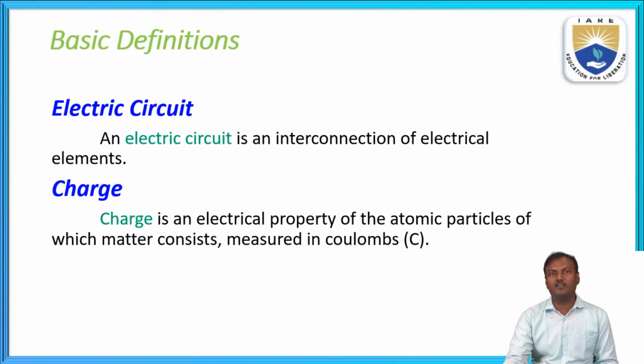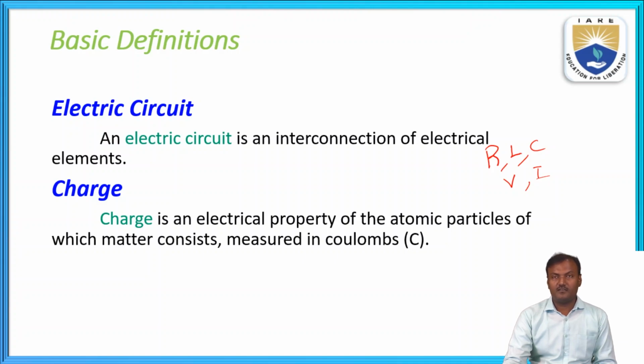So coming to the definitions of electrical circuits. First one is, what is meant by electric circuit. An electric circuit is an interconnection of electrical elements, maybe series parallel connection, or the elements may be RLC elements or LC elements, or voltage and current sources. Any number of elements connected either in series or parallel or in a combination of series parallel.